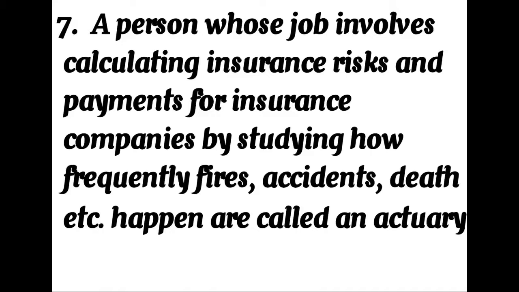Now again put a bracket here. Whose. A person whose job involves calculating insurance risks and payments for insurance companies by studying how frequently fires, accidents, death, etc. happen are called. So a person are called? No, a person is called. So the sentence was incorrect. A person whose job involves calculating insurance risks and payments for insurance companies by studying how frequently fires, accidents, death, etc. happen is called, of course, is called.